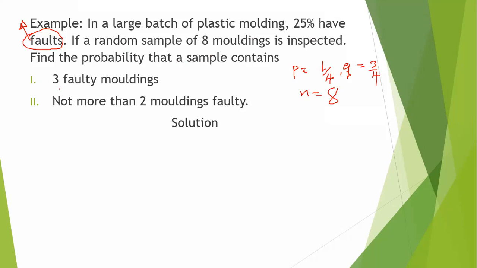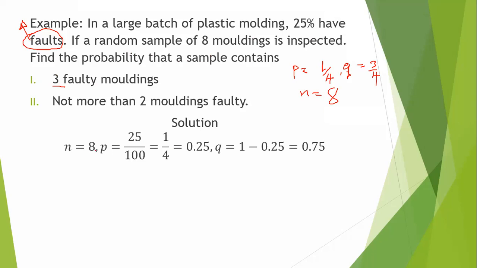So our first part is to get the probability of X equaling 3. This was the interpretation. N is 8, P is 25 over 100, which we can say is 1 over 4. Then we can write it as 0.25. Then Q would be 1 minus 0.25, which gives us 0.75. So we are going to begin with probability of X equaling to 3.